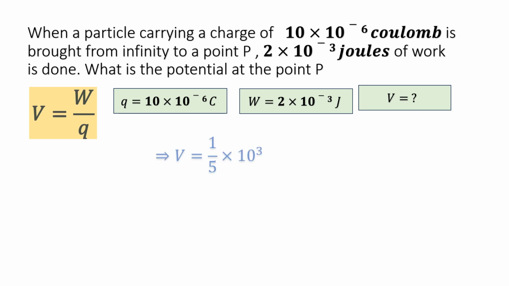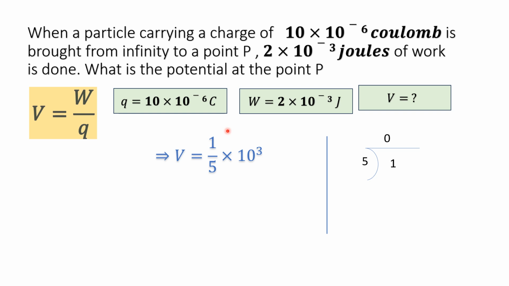Next, so our answer is V equal to 1 by 5 into 10 to the power 3. Now it's a fraction, it doesn't look good. So in physics we must give the answers in decimal. So to make this decimal, here 5 is the divisor and 1 is the dividend.